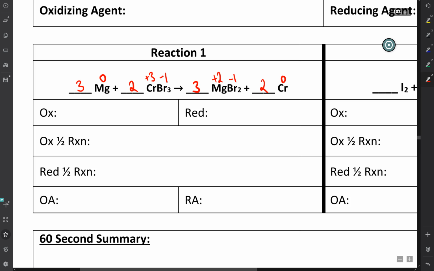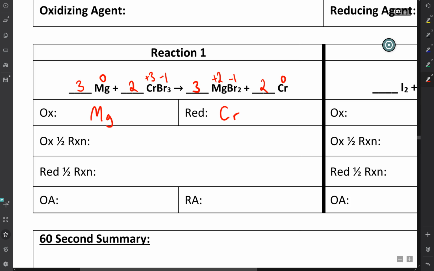Oxidation, magnesium goes from 0 to +2. It must have lost 2 electrons. Therefore, magnesium has been oxidized. Chromium, by default now, must be reduced, but let's just make sure that's the case. Chromium was 3+. Now it is 0. Chromium had to gain 3 electrons to experience that change in oxidation numbers.